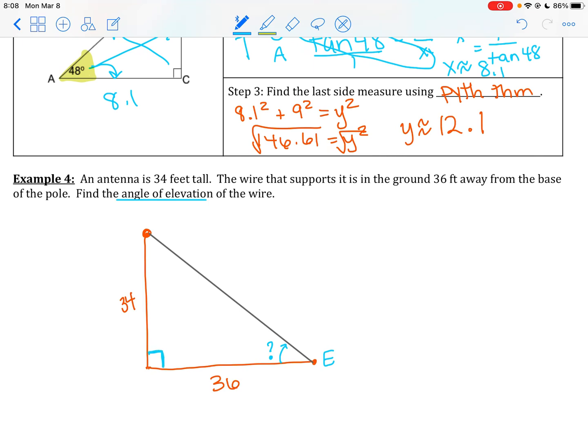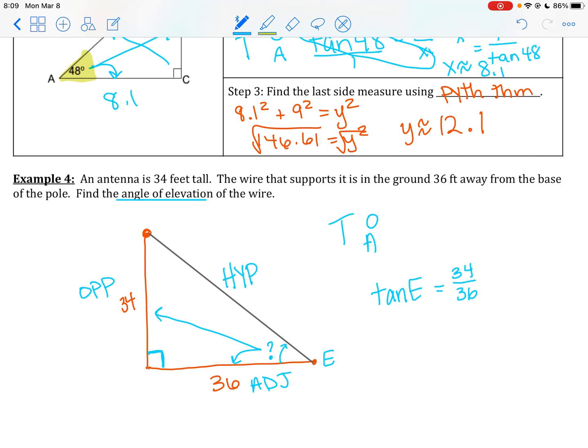And we're going to assume that that pole is perpendicular to the ground. So if that's true, here's where the hypotenuse would be. We don't have that. But across from that angle is the opposite side. And then 36 would be the adjacent. So we have the opposite and the adjacent. Opposite and adjacent are part of the tangent ratio. The tangent ratio is of an angle, and I don't know the angle measure yet. So the tangent of angle E is going to be equal to the ratio of 34 over 36.